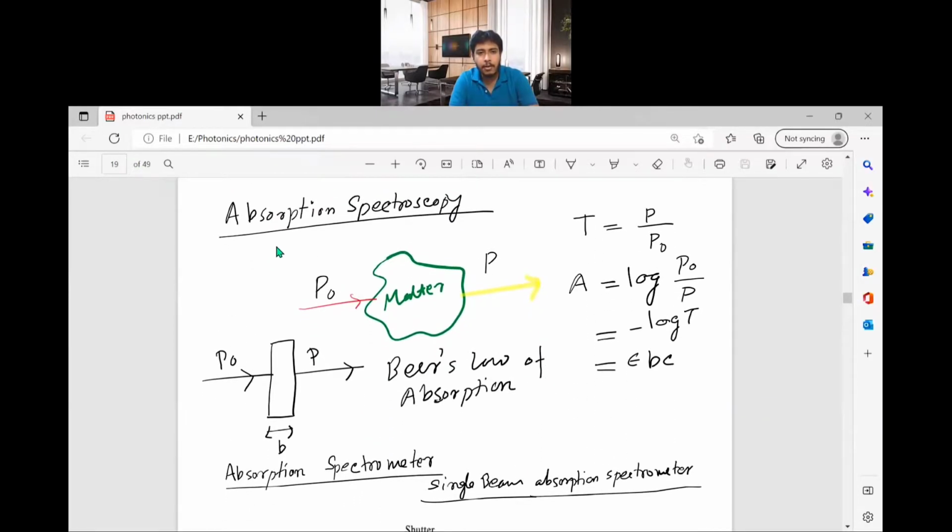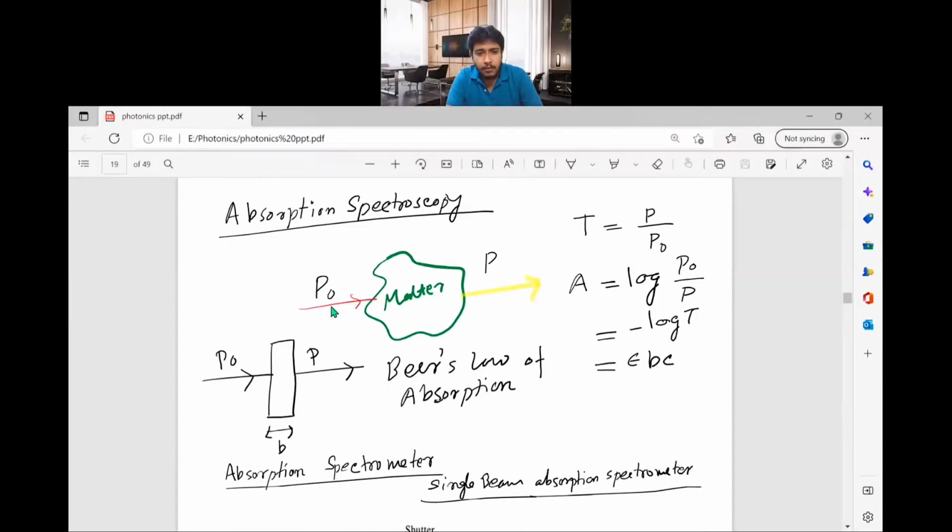In the absorption phenomenon, the application is absorption spectroscopy. Here we check the response of any matter or material with respect to the incident light. This is a property of the matter or material, and it is a wavelength dependent property. From that we can measure the property of the material, we can detect, and we can make a lot of things from this.